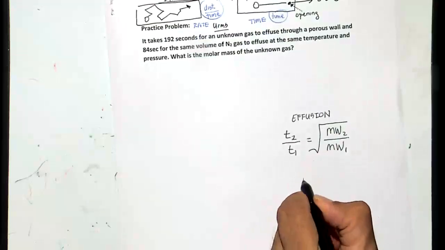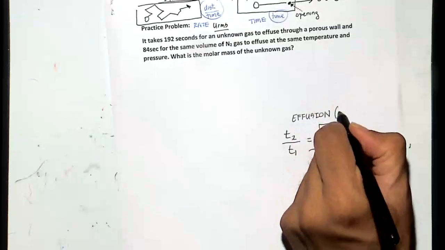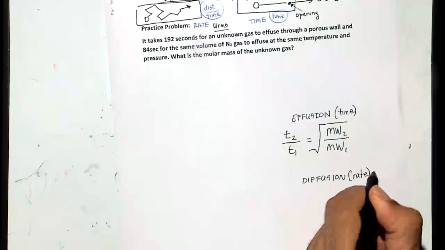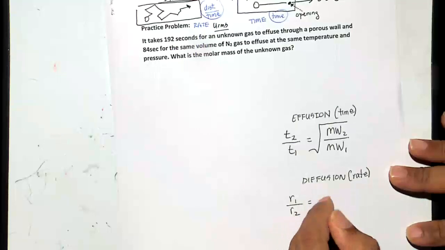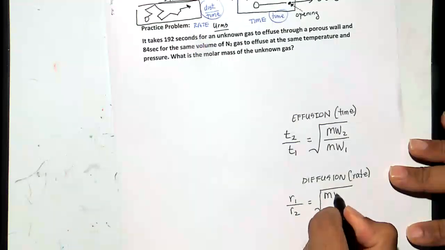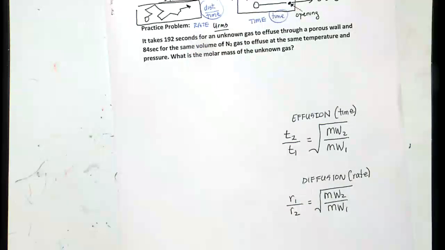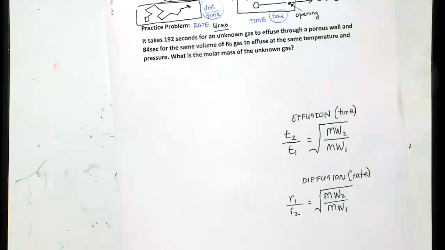And our equation for diffusion is this. It's a rate. So this is a time. Rate 1 over rate 2 is going to equal the molecular weight of gas 2 over the molecular weight of gas 1. It's really the same equation. It's the ratio of the square root of the molecular weight. Square root.